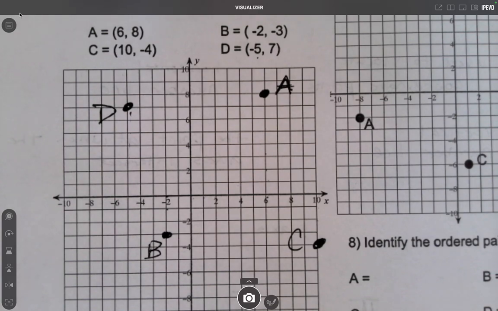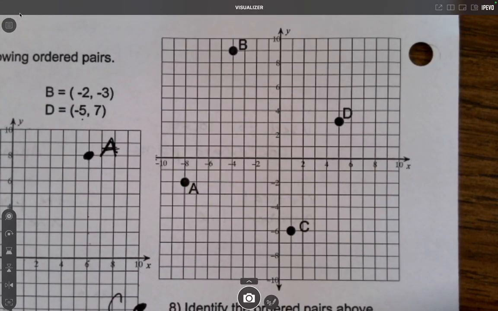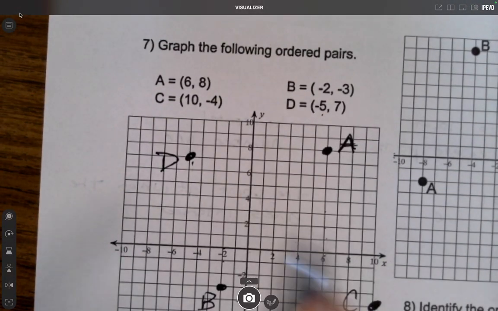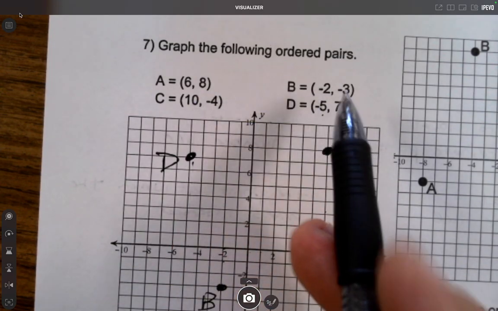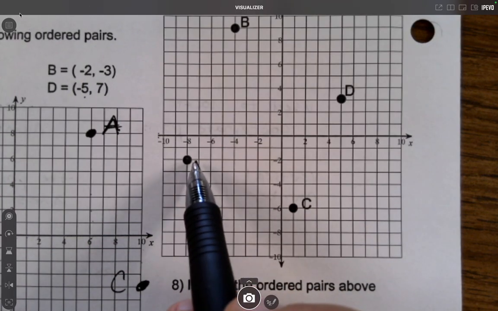So that's how we can graph ordered pairs. Now we're going to go in reverse on this one. We're going to try to identify the point. So here they gave us the ordered pairs and we graph the points. Here they gave us the points and we're going to try to identify the ordered pairs. So let's start with A.